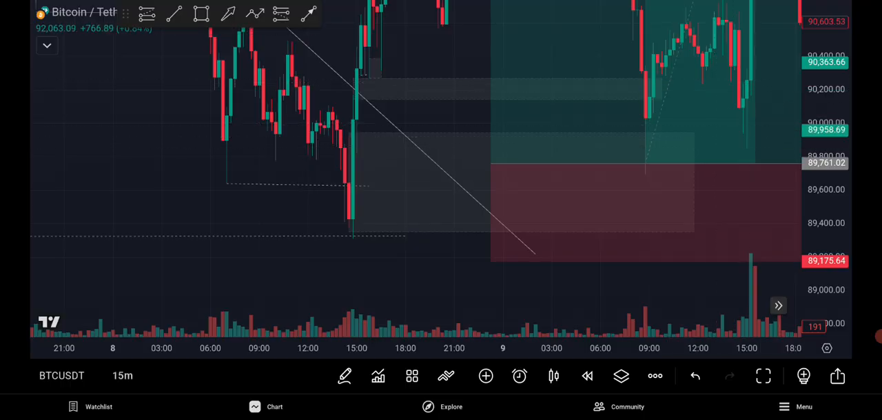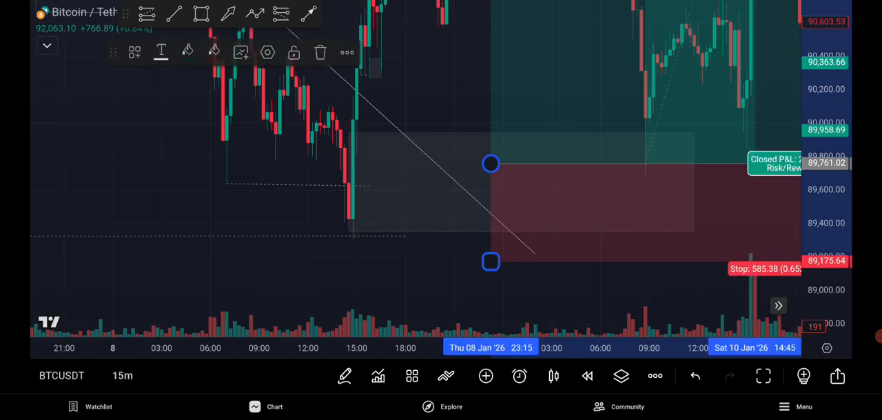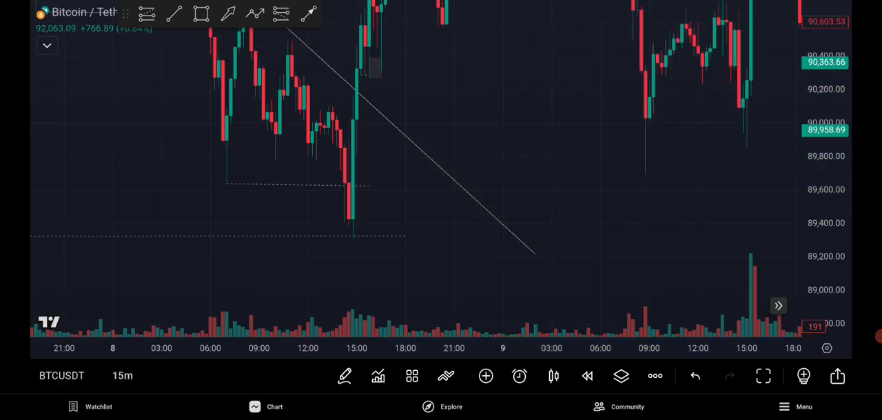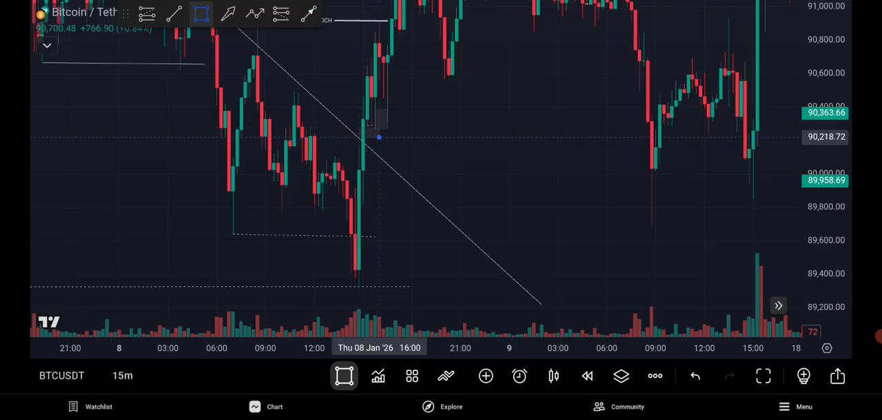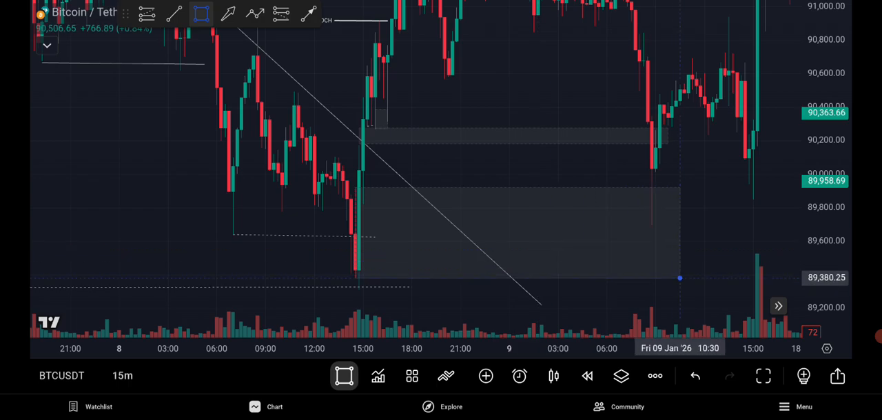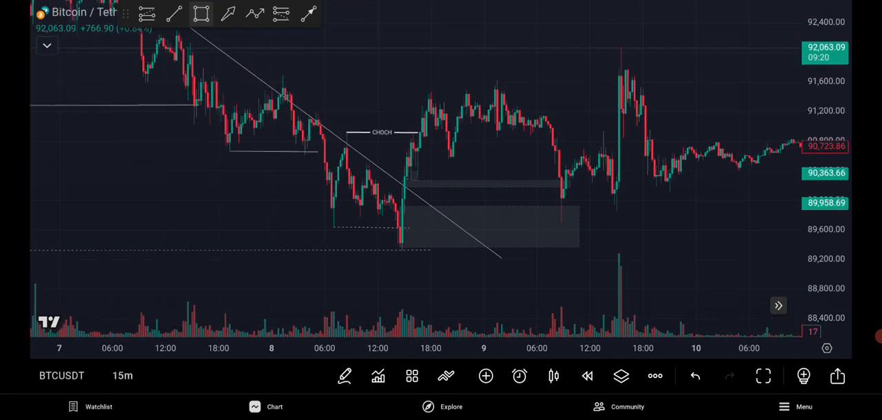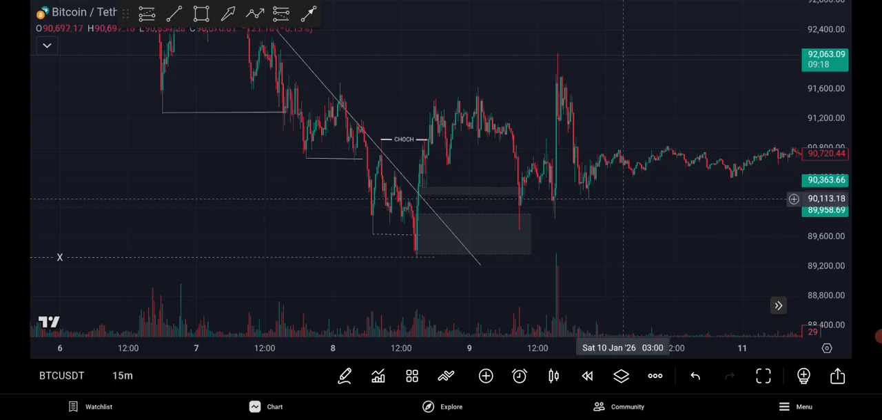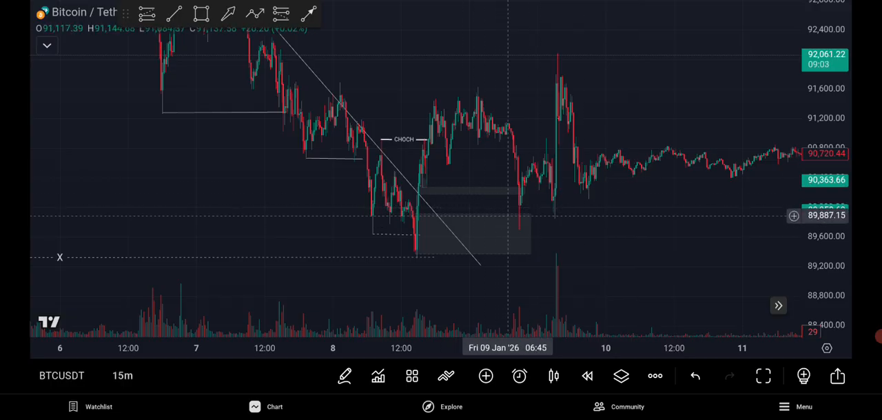As you can see, let me just remove it and I'll mark again. There is an FVG here, and then there is an order block. And where this order block is, there is internal liquidity that was swept, and then external liquidity was swept. That is confidence enough to tell me that I'll be confident to take this trade from this particular zone.